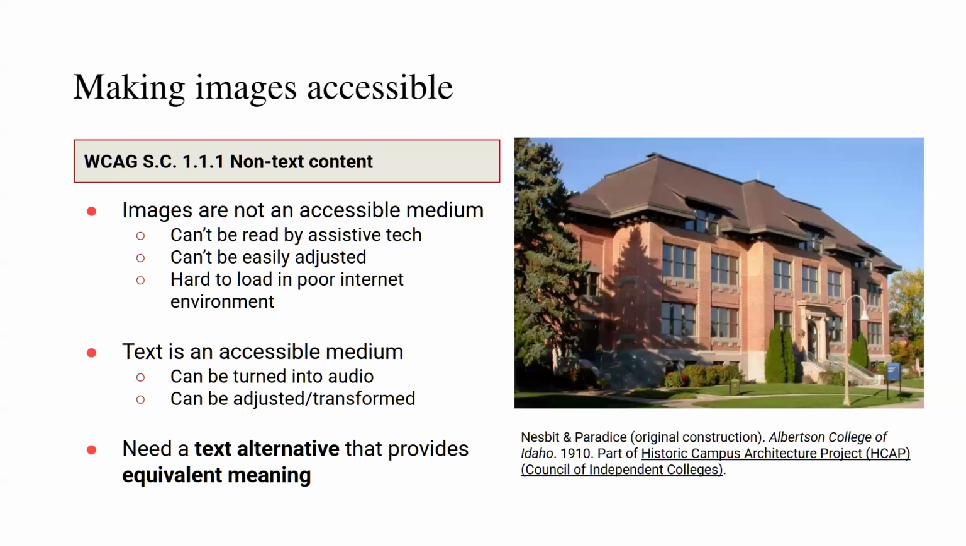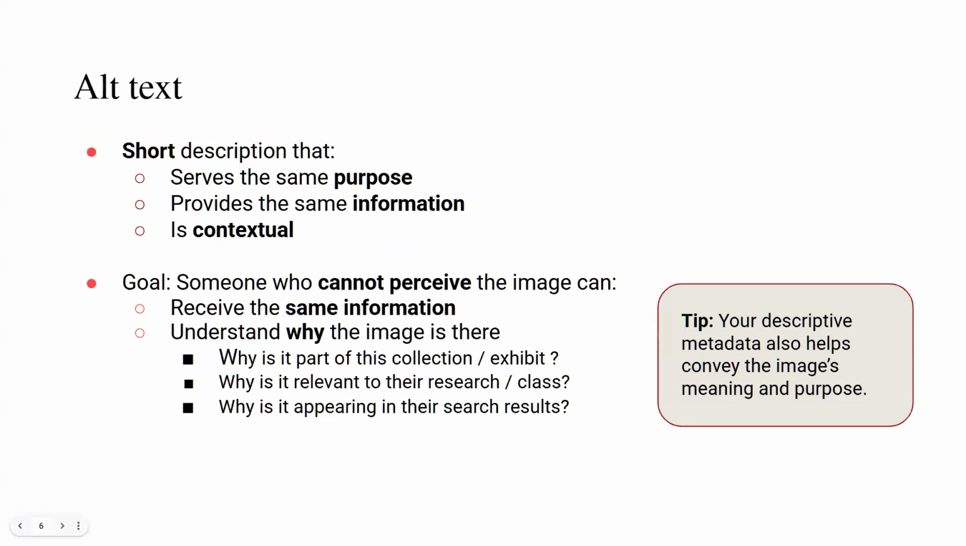So anytime you have an image, you know that you'll need a text alternative for that image that provides the equivalent meaning. And we're going to be working with this image of this nice building today for the alt text portion of this. The most common text alternative for images is alt text, which is a short description of the image that serves the same purpose and provides the same information. This makes it contextual. The purpose and information the image provides depends on how and why the image is being presented.